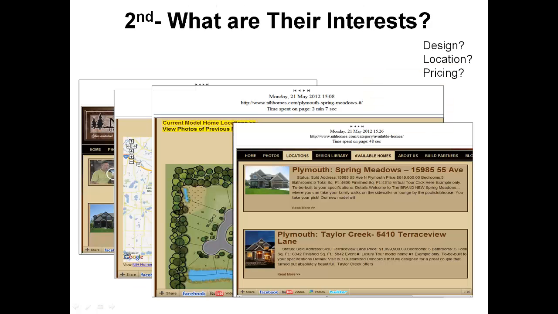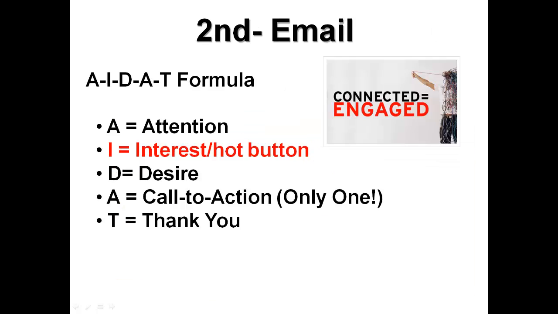The second way to do it is to go back and look at what these people are looking at and what their interests are. I'm using my web marketing automation now to see what pages they are looking at on my website. Any time I see usually one to two minutes or more on a specific page, I pretty much determine their interest. In this case, the interest is based on location. So now when I send them an email, I am going to use location as the interest. Let's talk a little bit more about emailing.